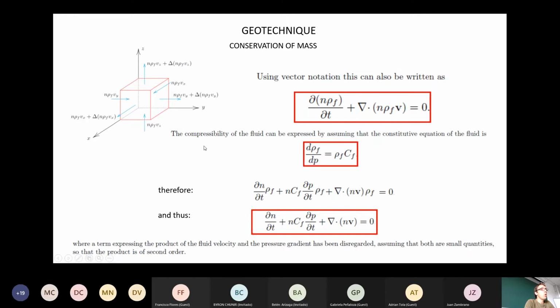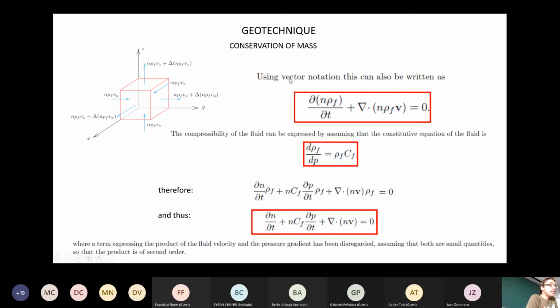we can also call the compressibility of the fluid, that can be expressed by considering the constitutive equation of the fluid. And so, as in structural mechanics we consider the Young modulus, and so the relationship between the sigma and the epsilon, we can write something similar while we consider rho f that multiplies Cf.